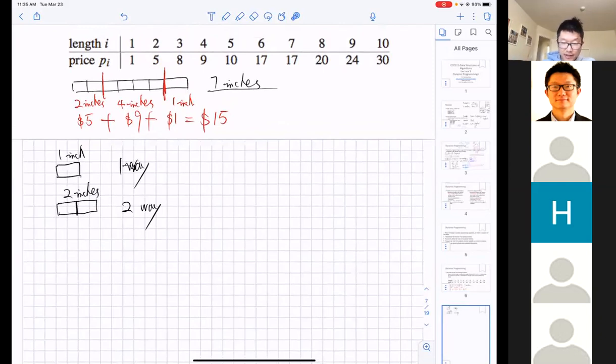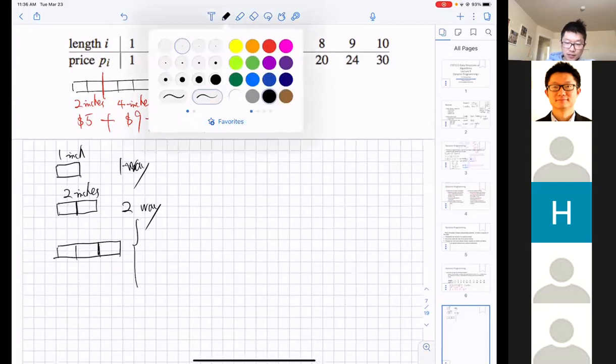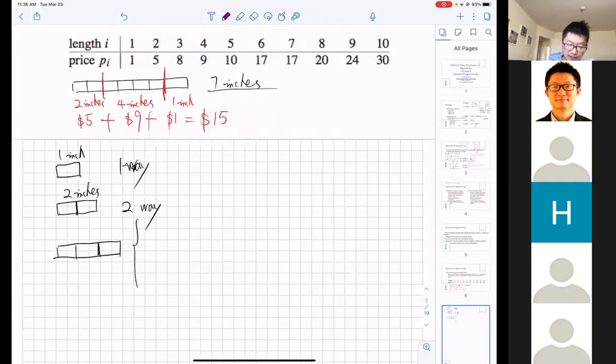Right. Okay, then if you have a rod of length 3, how many ways do you have to cut it? 3? Let's say 4. Let's figure it out together. The simplest way is that you cut it into 3 different pieces, each of them just 1 inch.